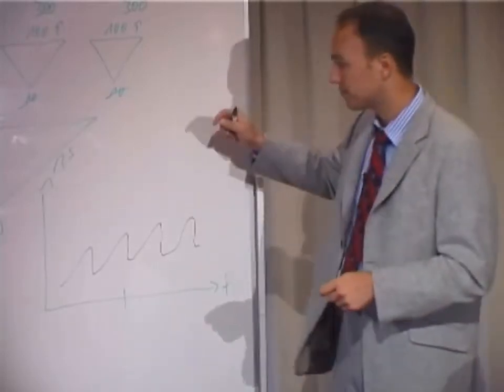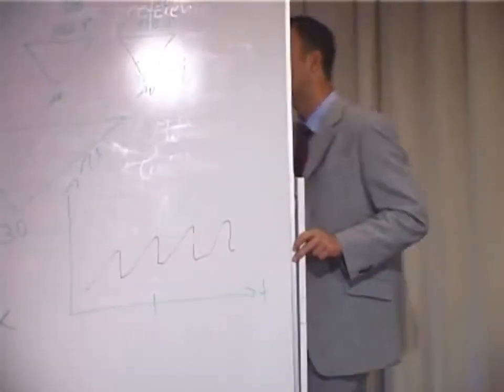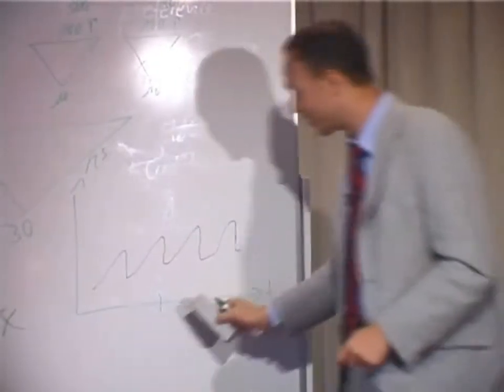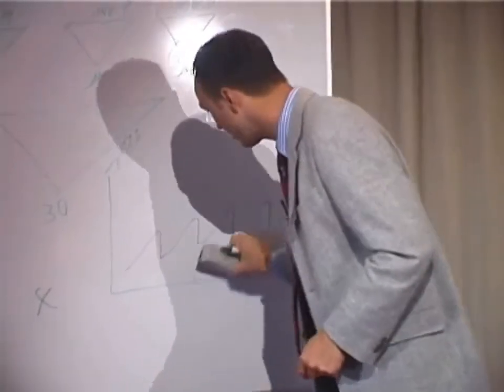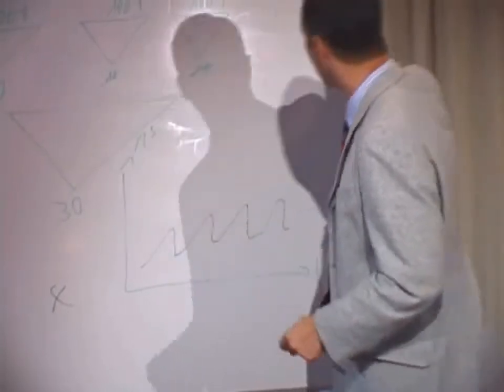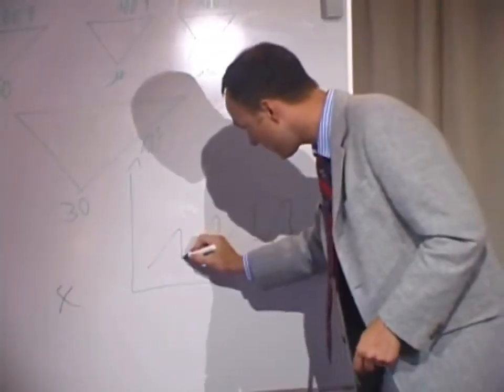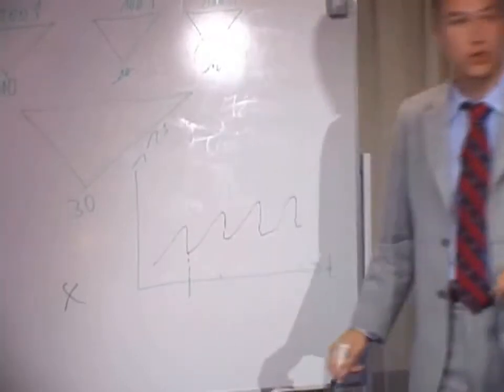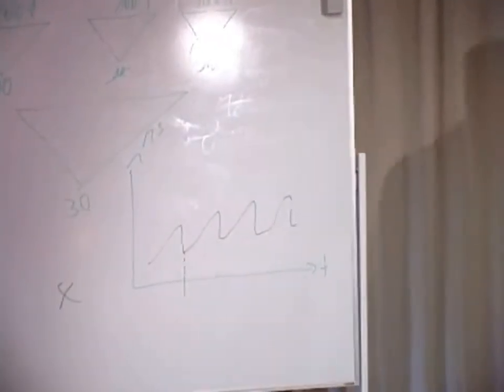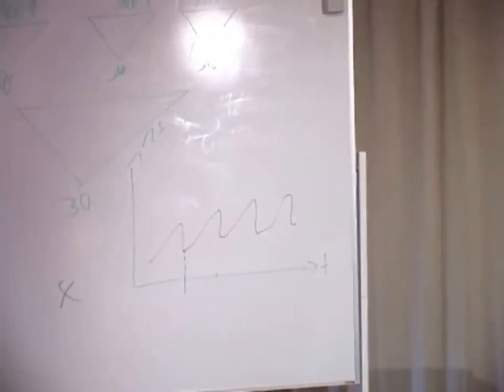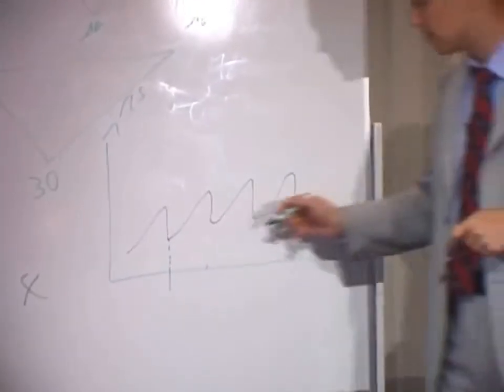Now let's assume that at this point in time, after this crash here, after this bank run, I don't have enough space on my diagram, so we'll start it further. After the first crash here, they establish a central bank. Okay, what will be the impact on the business cycle?